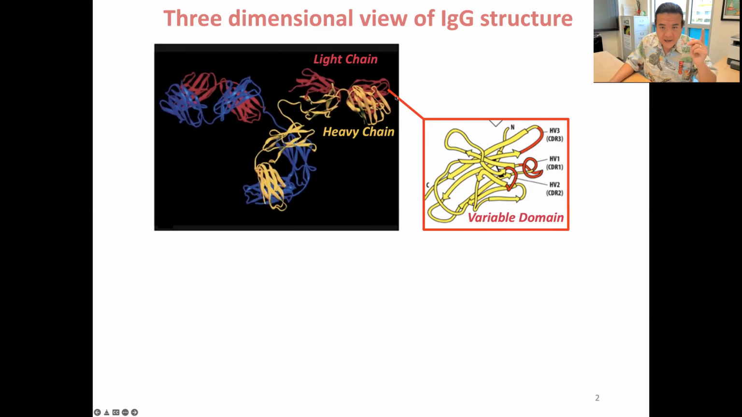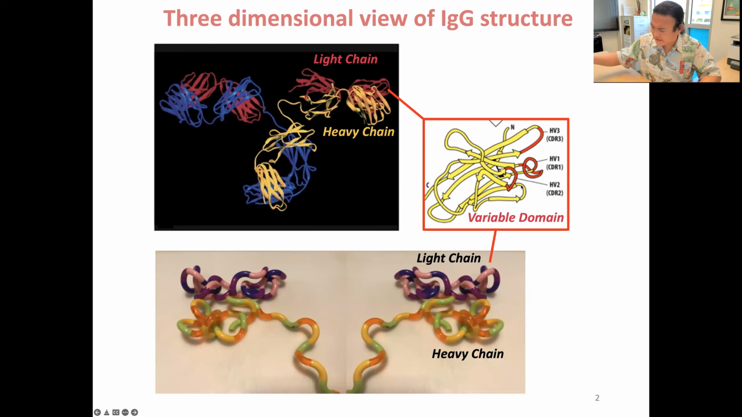Remember, one antigen binding domain on one arm here of the Y-shaped molecule is actually made of contributions of the light chain's variable domain and the heavy chain's variable domain, each of them contributing 3 of these variable loops. So we can kind of visualize it this way.